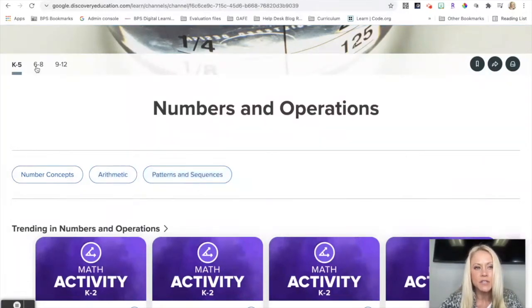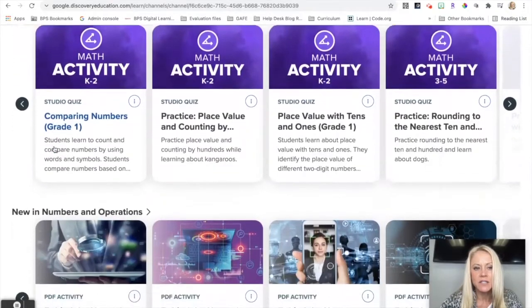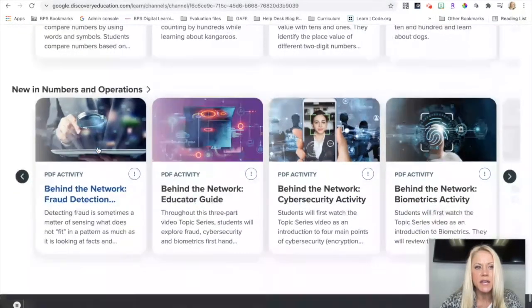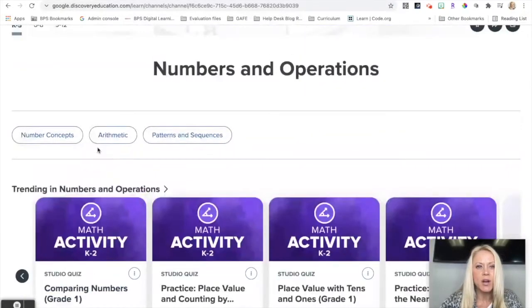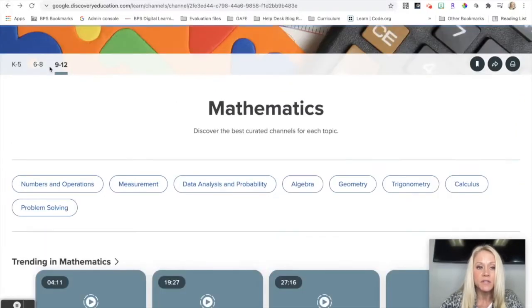You can see here in the top left, you can click on whichever grade band you teach, and then you can see the types of activities that are available. So there are studio quiz activities, and there are also PDF activities. Depending on the topic that you choose, you'll also find full videos and video segments.